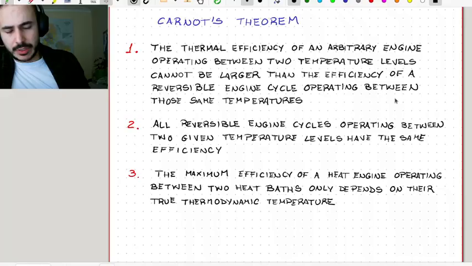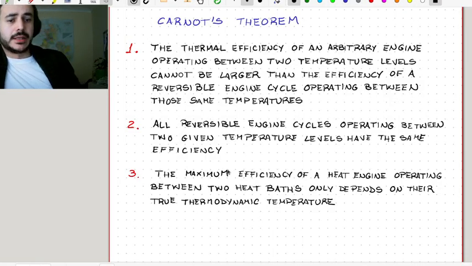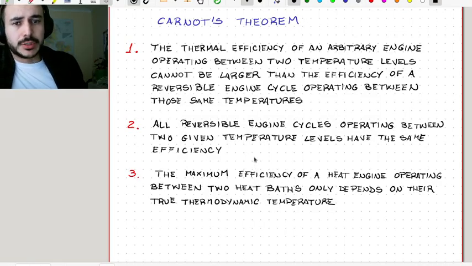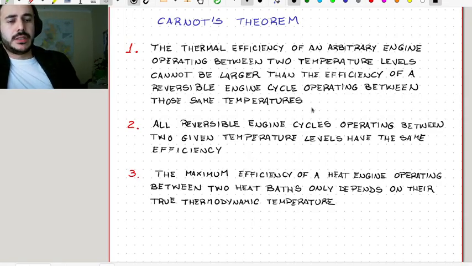But an immediate consequence of this is that all reversible engine cycles which operate between those same fixed temperature levels must necessarily have the same thermal efficiency, regardless of the cycle, regardless of the working substance, regardless of everything. And then finally, this efficiency, which is the maximum efficiency that any heat engine operating between two temperature levels can have, only depends on the temperature of the hot heat bath and the cold heat bath in some functional form. Okay, so let's see how we can prove this.